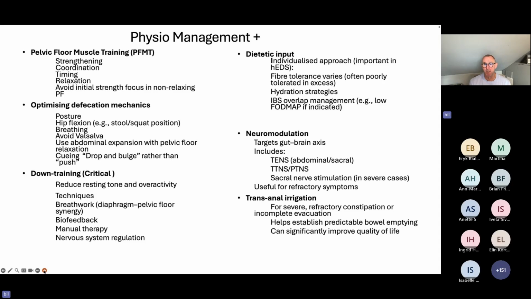And then things like transanal irrigation, where you can use low volume or high volume installation of water into the bowel using patient-driven pumps to help with predictable bowel emptying and actually help with incomplete evacuation, which then almost stimulates the bowel to work a little bit more and improve peristalsis.